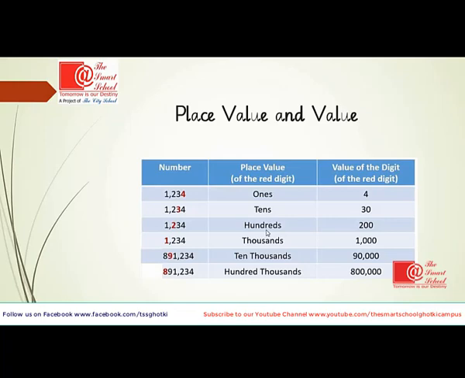Now the next one is 3, and what is the place value of 3? Yes, very good, it is tens and its value is 30. The place value of the third digit is hundreds and its value is 200. And what is the place value of the fourth digit? Yes, exactly, this is thousands and its value is 1000.